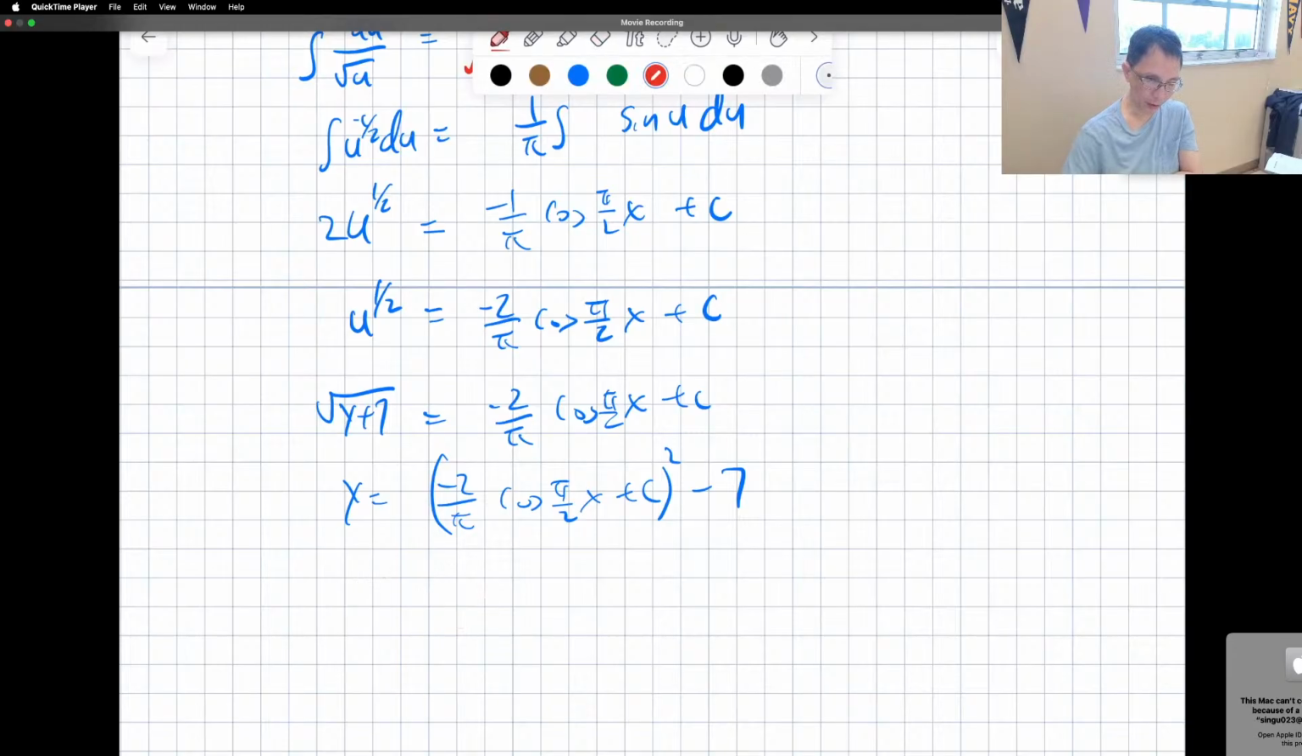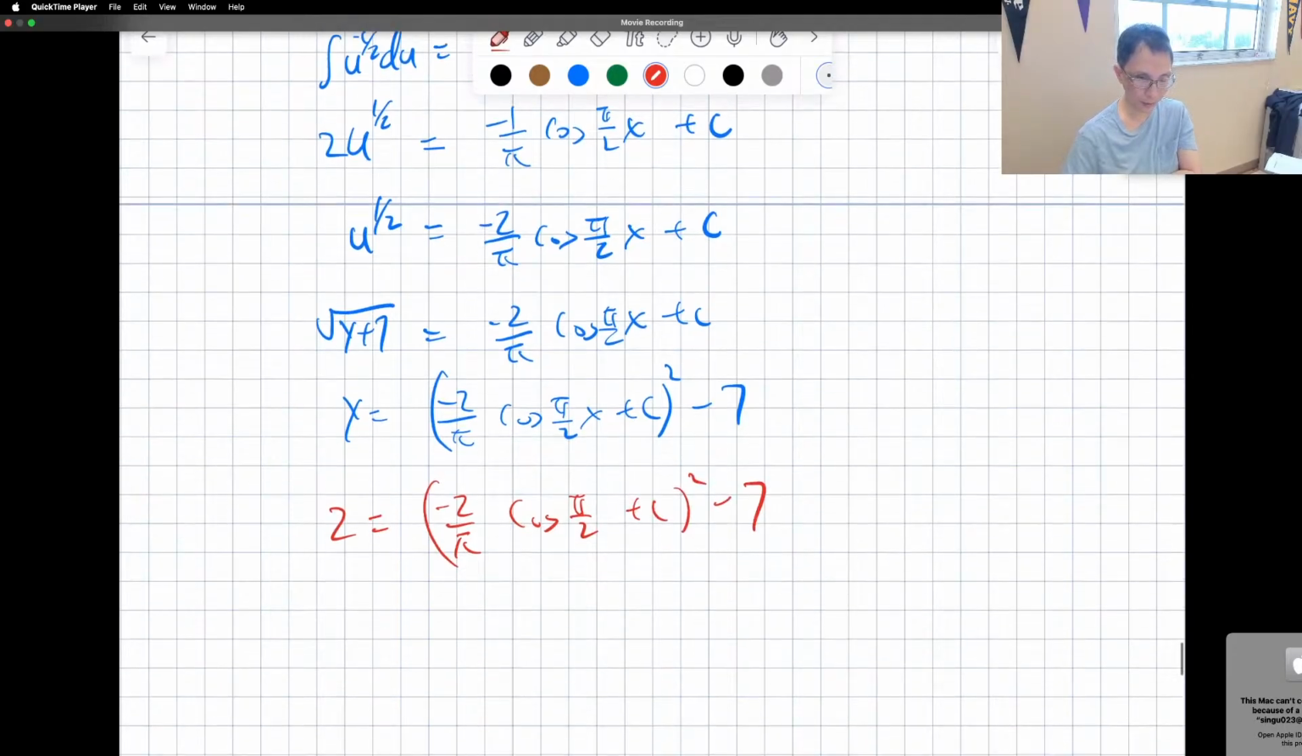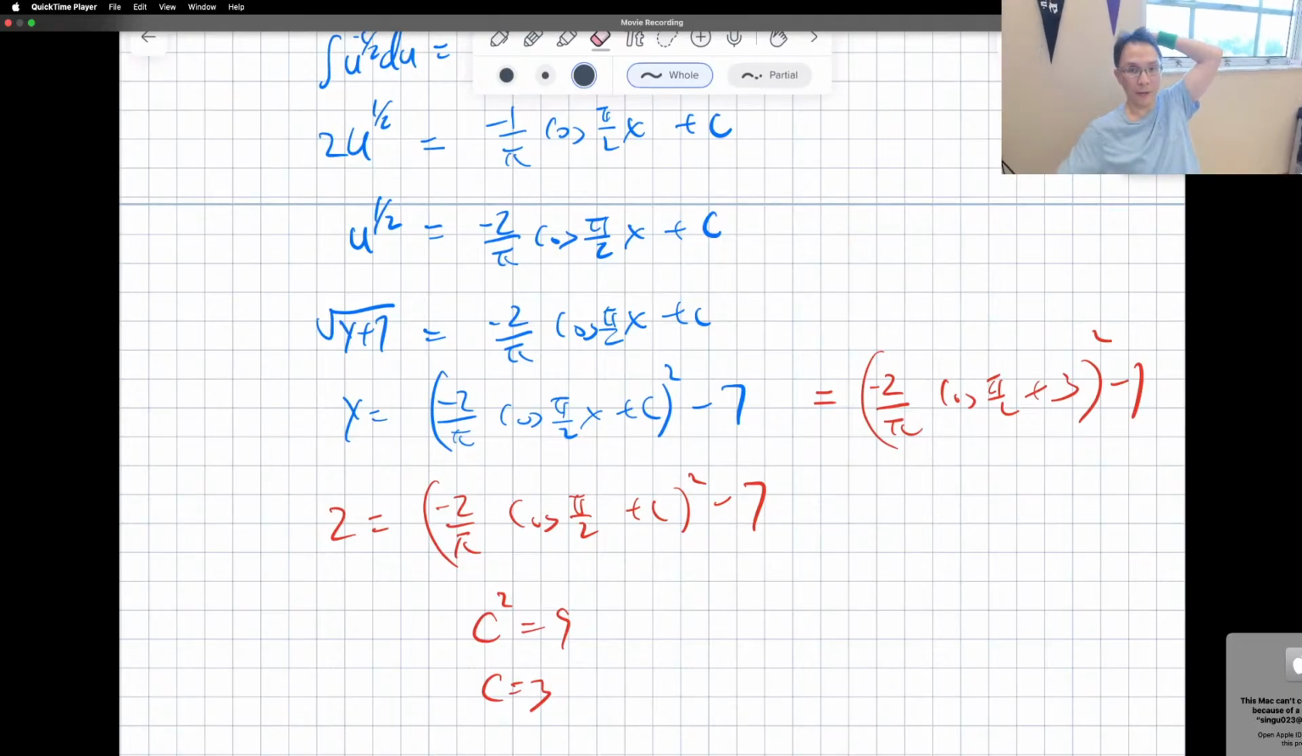Wait, what did we say the initial condition is? 2 and 1, right? Cosine of pi over 2 plus c, squared, minus 7. So what's cosine of pi over 2? c squared equal to 9, c equal to 3. So that's equal to negative 2 over pi cosine of pi over 2 plus 3, squared, minus 7. And that should give you the right answer here.